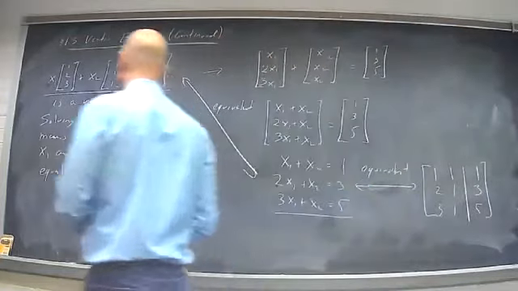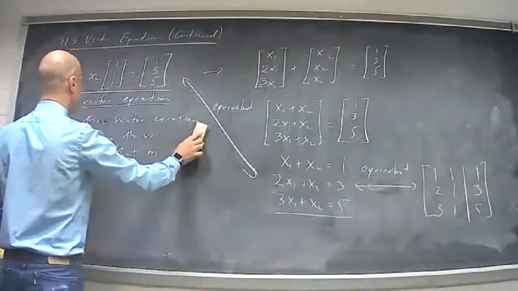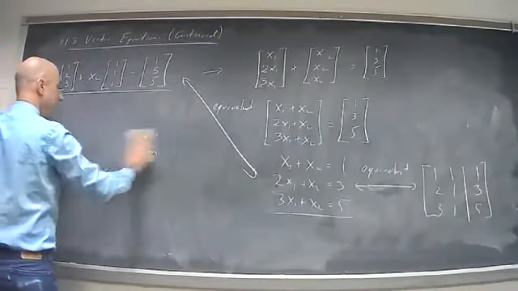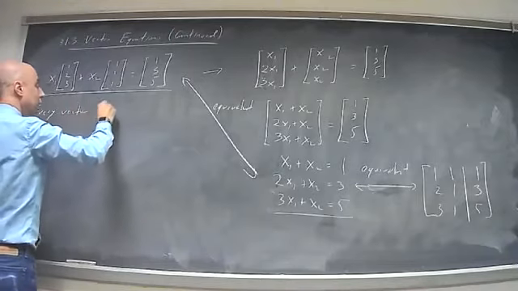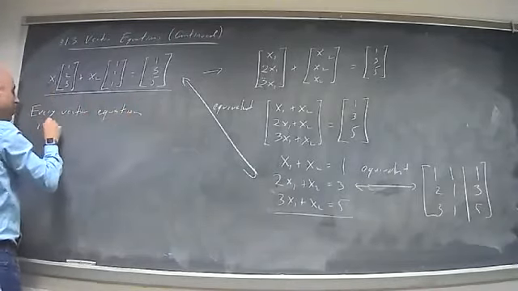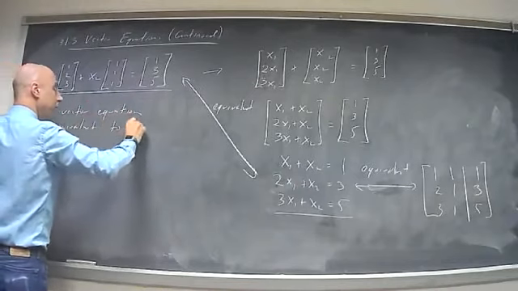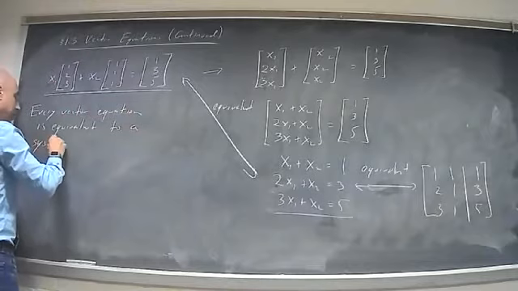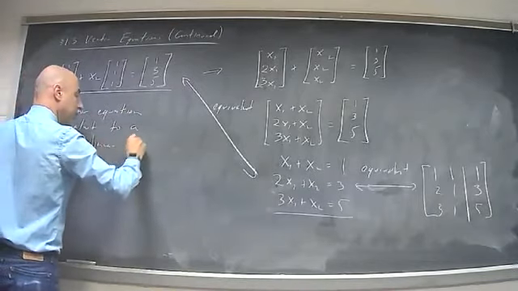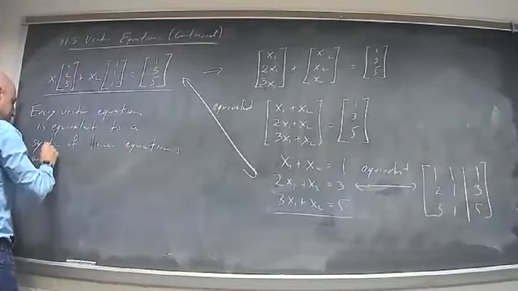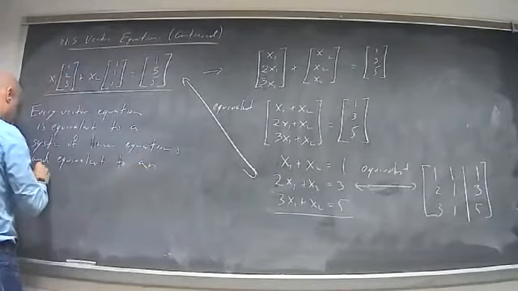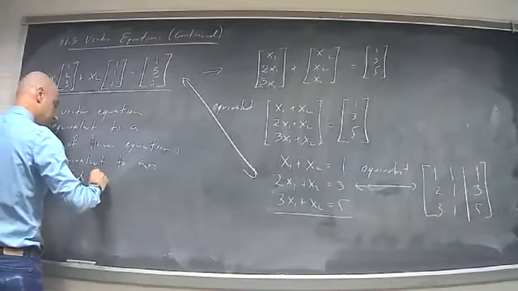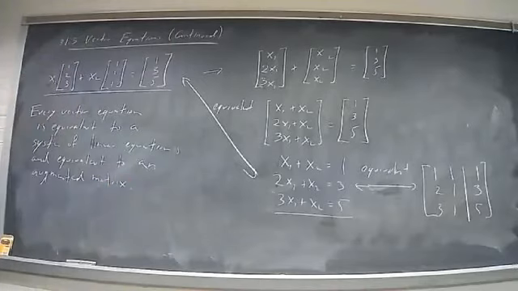So every vector equation is equivalent to a system of linear equations and equivalent to an augmented matrix. And you should easily be able to go back and forth.